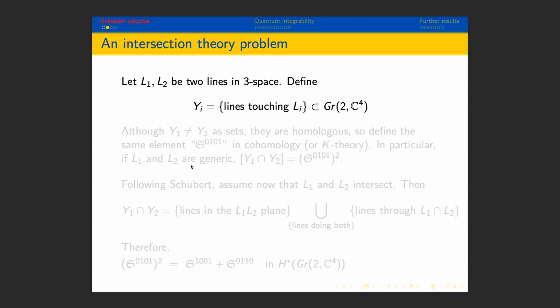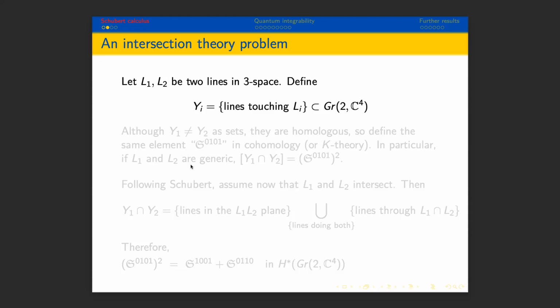And the way it always works is we're going to study subsets, basically, or subvarieties, if you like, of configurations which have specific properties. So for example, for each such line, let me define yi to be the subset of all the lines that intersect. So y1 would be all the lines intersecting L1, y2 all the lines intersecting L2, and both of them define subsets inside Gr(2, C4).